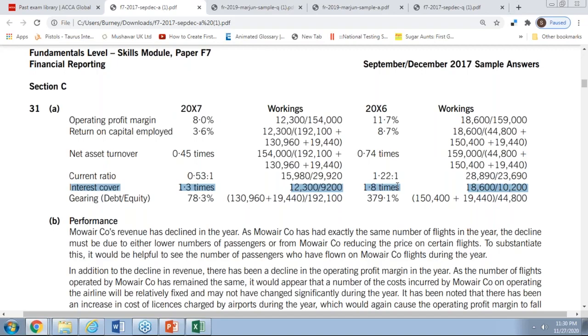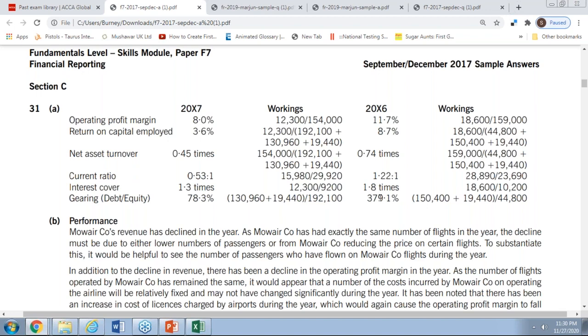Now the interest cover is decreasing partly because the profit has declined over the period. You can see here there is a decline in the profit from 18,600 to 12,300. Even though the company has paid some of the loan and there is a decline in the interest expense over the period, still the interest cover is 1.3 times, which shows that most of the profit is used to pay the interest, and very little profit is available for the shareholders.